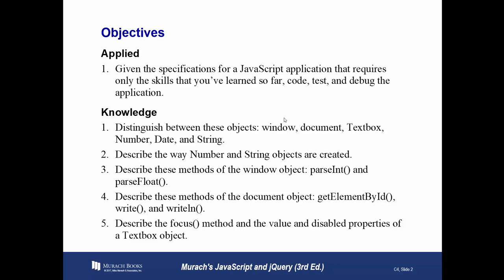Our applied objective, given what we've learned so far, is to be able to code, test, and debug a JavaScript application. Our knowledge objectives: distinguish between the window object, document object, text box, number, date, and string objects. Describe the way number and string objects are created. Describe parseInt and parseFloat. Describe getElementById, write, and writeln. Describe the focus method and the disabled property.